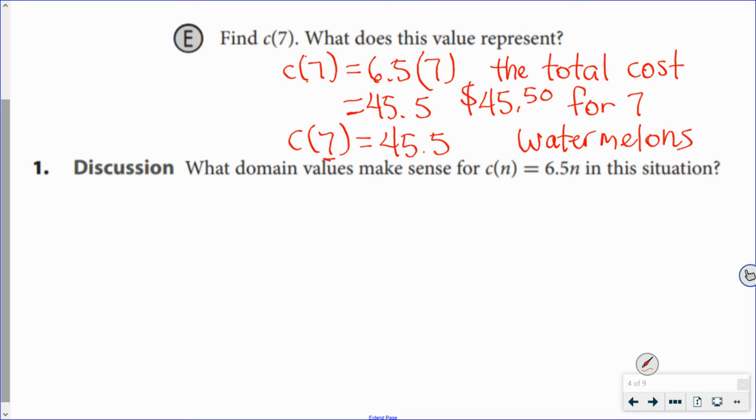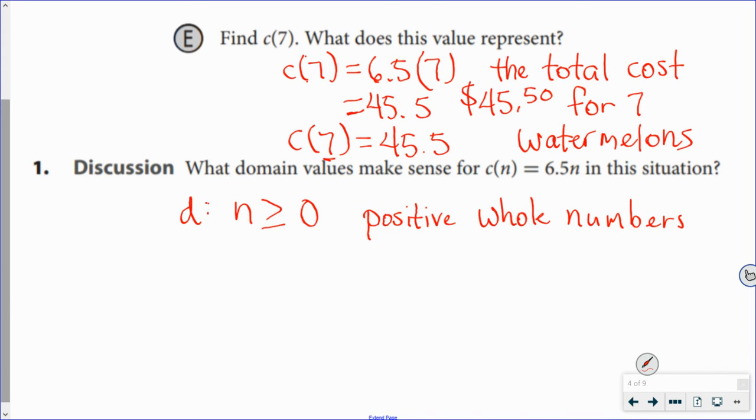All right. So my domain has to be n is greater than, and we could say or equal to, you can make a case either way, but n has to be greater than 0, and it has to be positive. And so how do I say no decimals, no fractions? Positive what? Whole numbers. That would be positive whole numbers. I could say whole numbers. I could say counting numbers, of course.